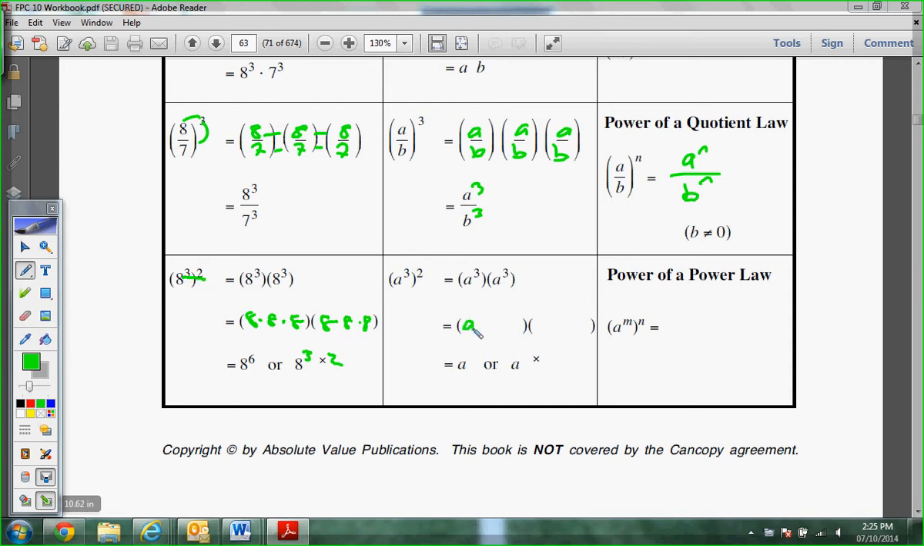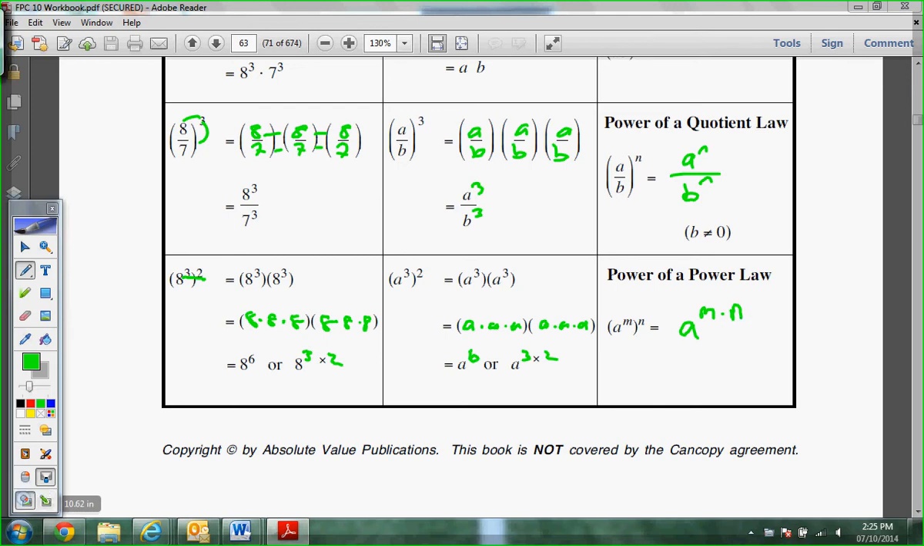Okay, so write this one out too. We got 3 A's, 3 A's. So we got A to the 6 or A to the 3 times 2. And our actual definition rule is A to the m times n. I put a dot there for multiplication. You can write just mn if you want. Okay, good refresh.